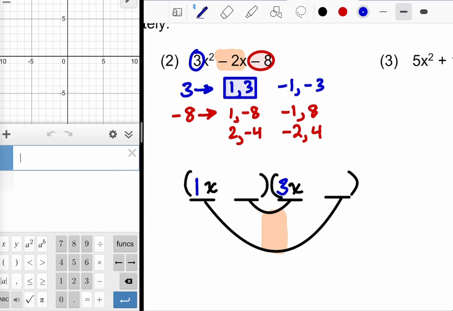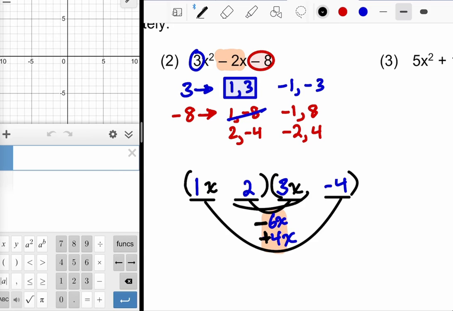So then I'd move on to 2 and negative 4. So I'll try the 2 here, negative 4 there. 2 times 3 is 6. 1 times negative 4, negative 4. It's the correct absolute value. 6x minus 4x is 2x. It's just the wrong sign. All right? So if I want this to work out, I would need this one to be the negative and this one to be the positive.